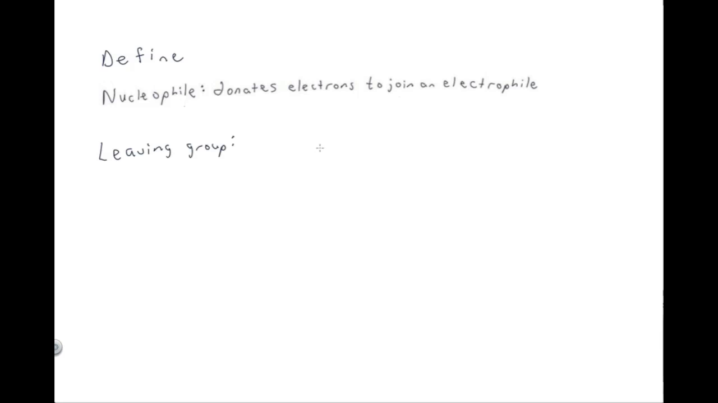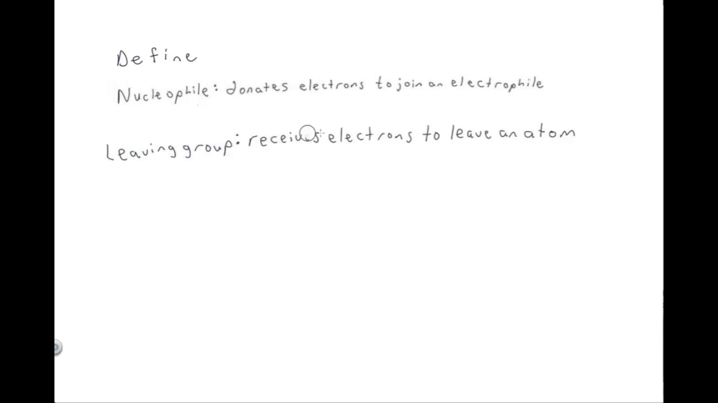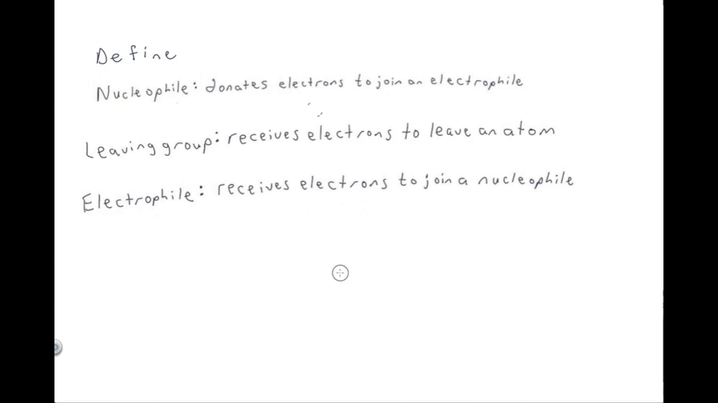Next question. Pause the video and define leaving group. Here's the answer. I hope you gave a two-part definition. A leaving group receives electrons to leave an atom. Last question. Pause the video and define electrophile. Here's the answer. I hope you gave a two-part definition. An electrophile receives electrons to join a nucleophile. You need to know these definitions like the back of your hand to succeed in organic chemistry.